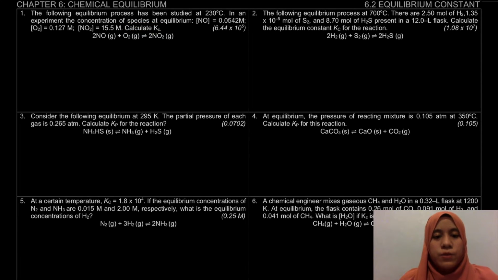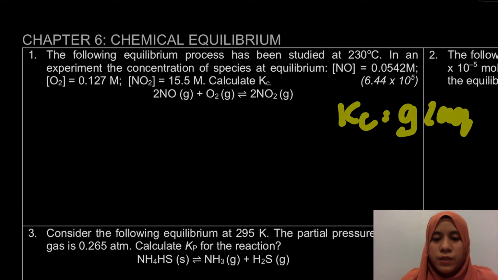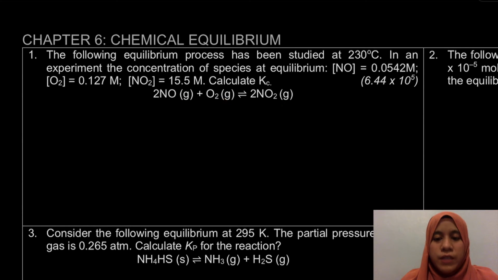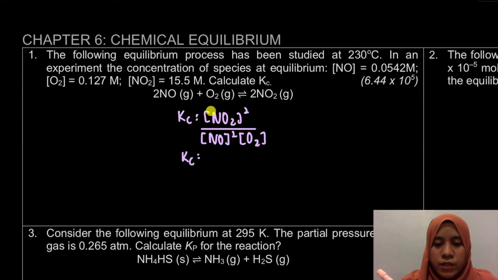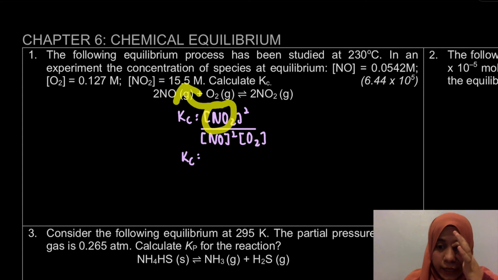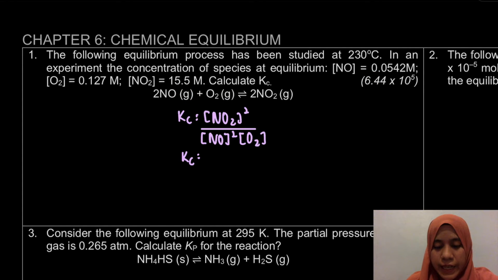Okay, before we calculate Kc, we have to write down what Kc is for the given equation. Remember, Kc must be gas or aqueous. In this case, all of these are gas, so for Kc, all of the species are included. So this is our Kc. Remember, for the concentration, it must be in square brackets. And then all the values are given. So NO2 is this one, NO is this one, and O2 is this one. So we only have to substitute and calculate.